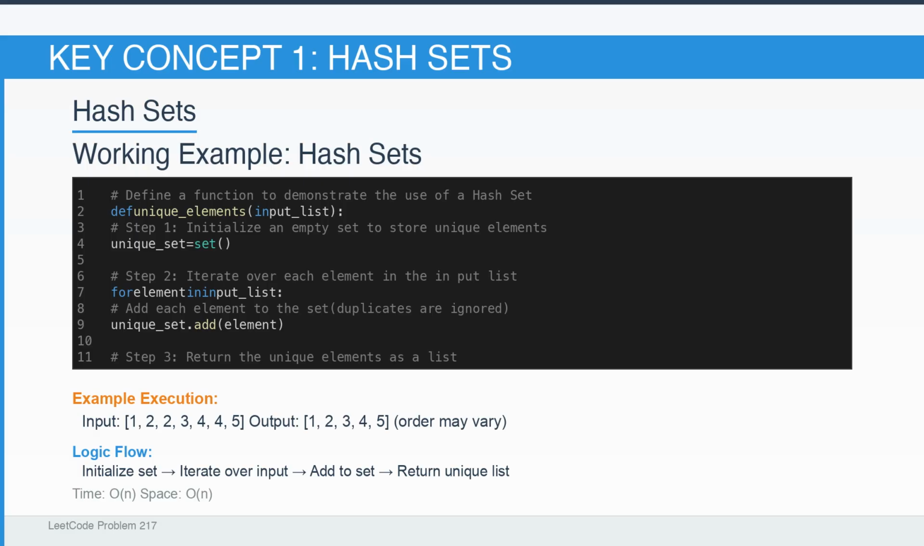Finally, we convert our set back into a list to return it. In the example provided, when we input a list with repeated numbers, the output will be a list of just the unique numbers, showcasing how effectively a hash set manages duplicates. This method is efficient and straightforward, making it a great choice for solving problems involving uniqueness.